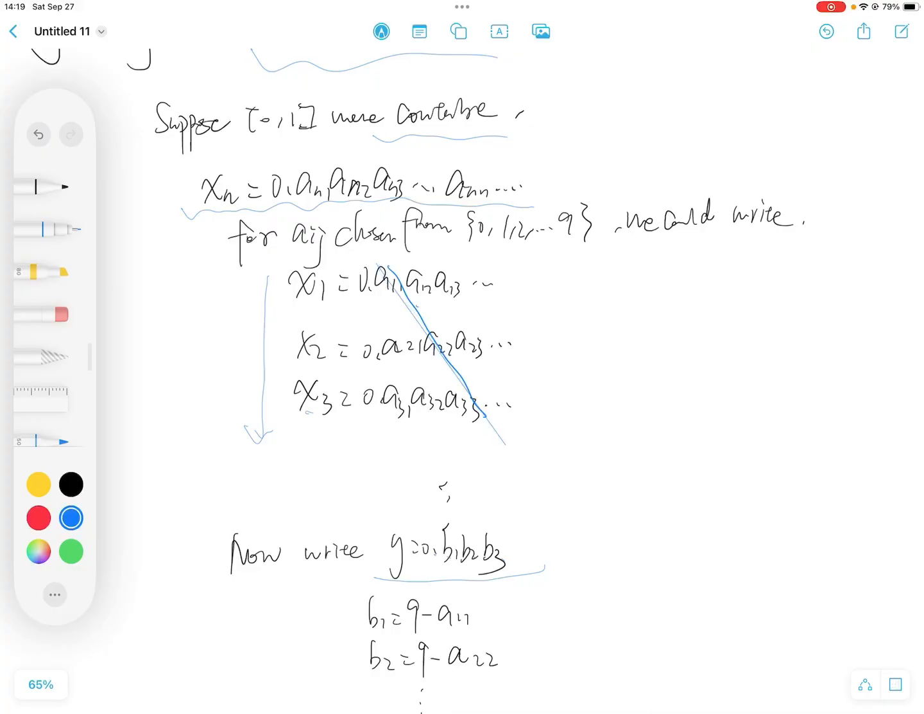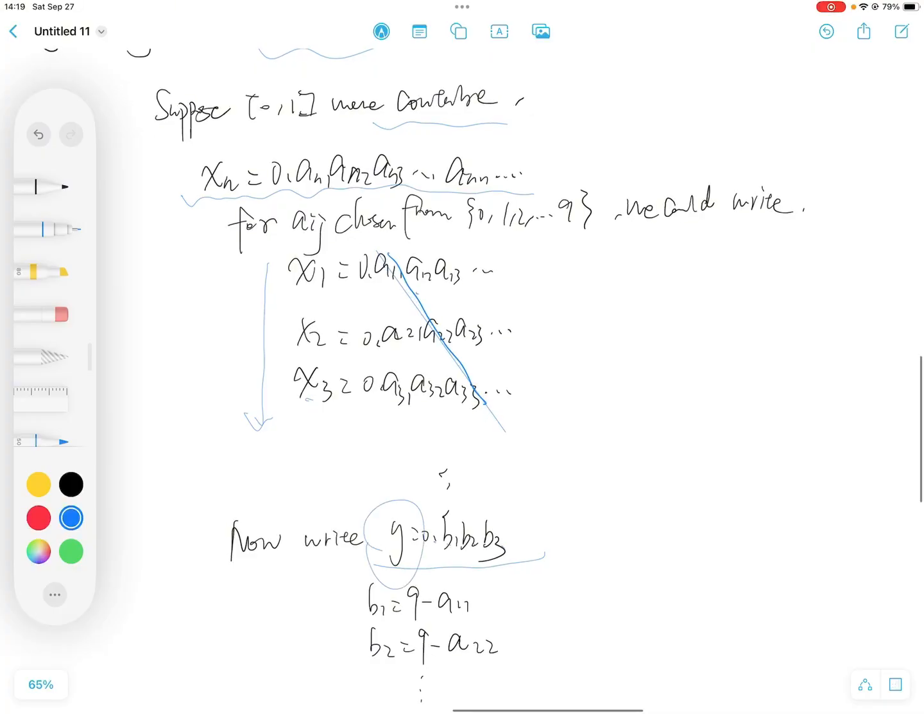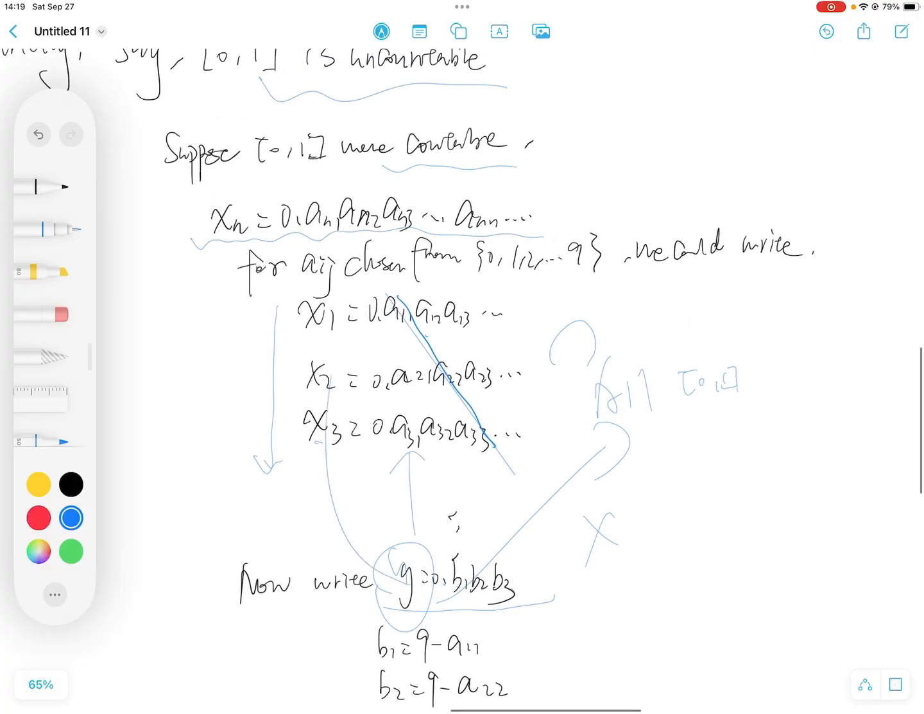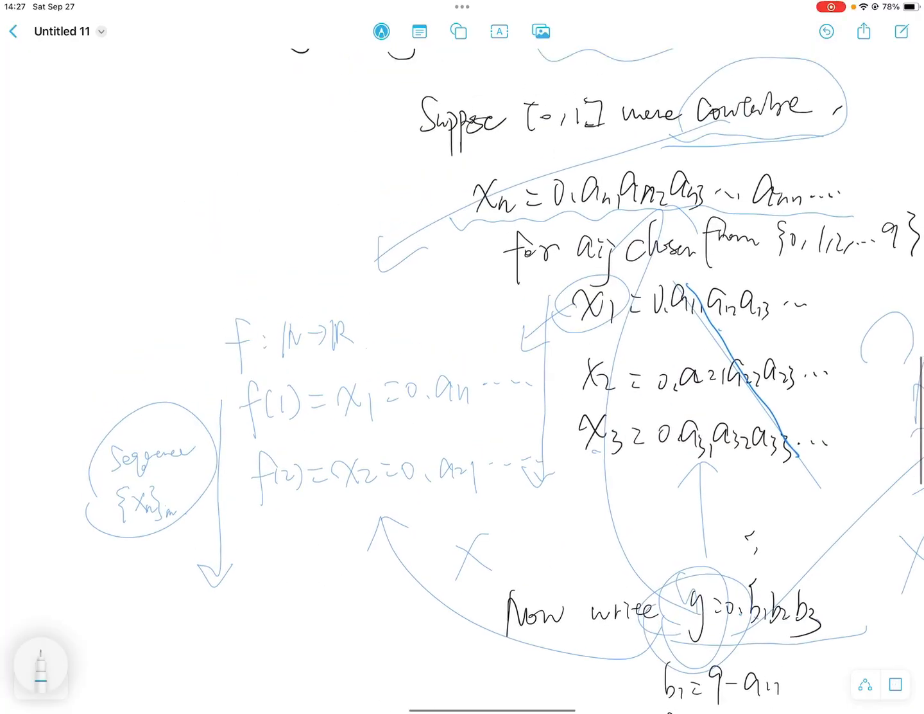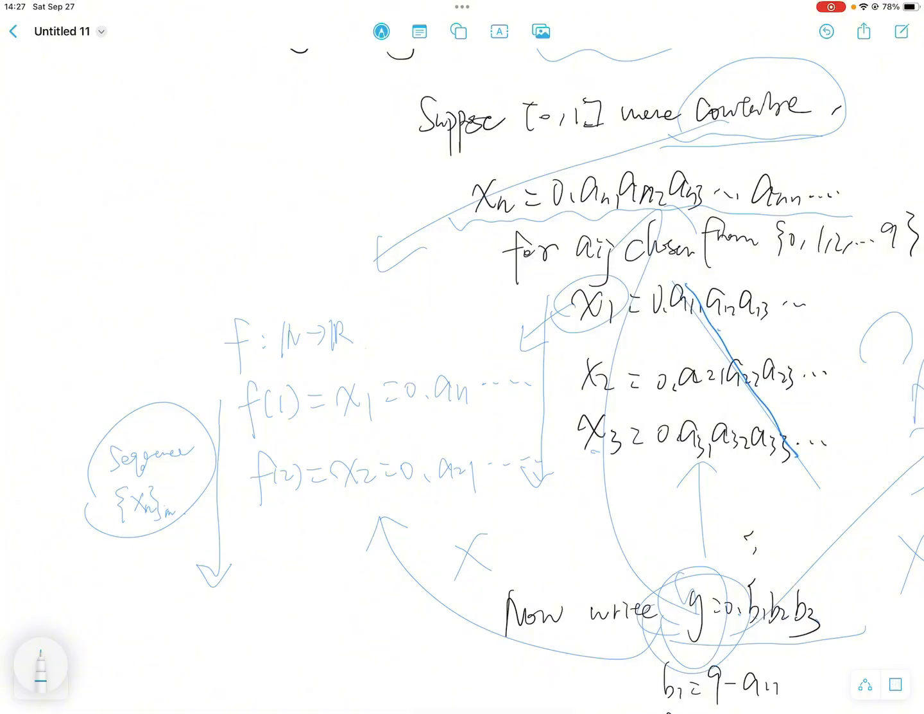is this diagonal term, this y is not in this group, so it is already a contradiction, because I have already said this list contains all the numbers, and y is not in here, but y also follows this construct. So why is this reasonable? Because our supposition is that it's countable.